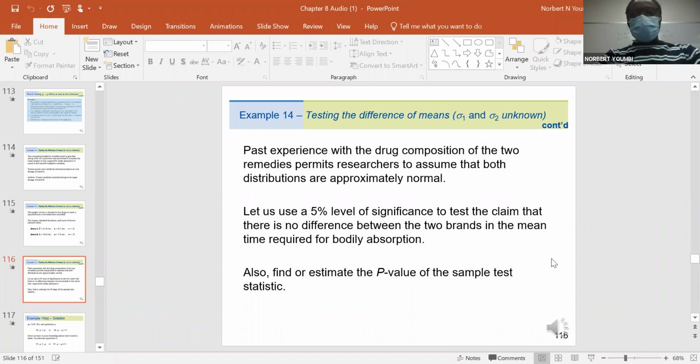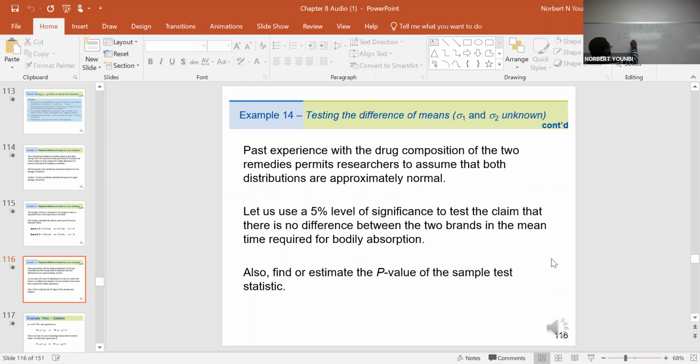So past experience with the drug composition of the two remedies permits researchers to assume that both distributions are approximately normal. Let us use a 5% level of significance to test the claim that there is no difference between the two brands in the mean time required for bodily absorption. Also find an estimate of the p-value of the sample test statistic. So alpha again here, 0.05.